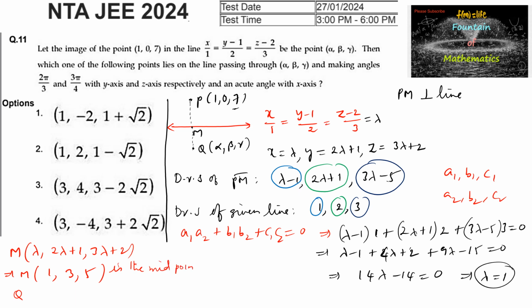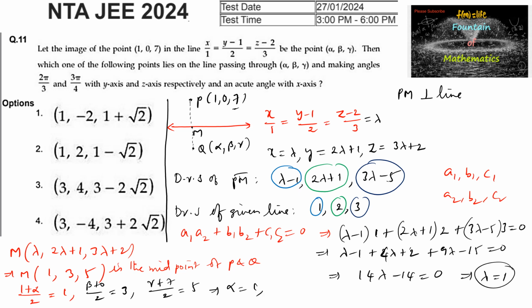M is the midpoint of P and Q. So we can write (1 + alpha)/2 = 1, (beta + 0)/2 = the y coordinate 3, and (gamma + 7)/2 = the z coordinate 5. Which implies alpha = 2 - 1, that is 1.